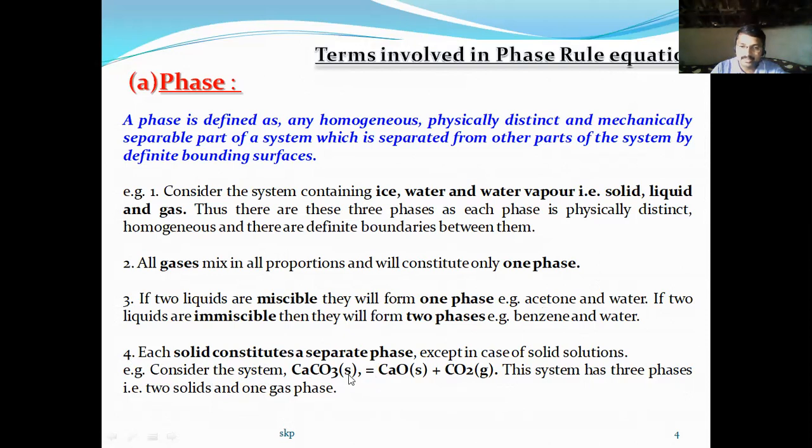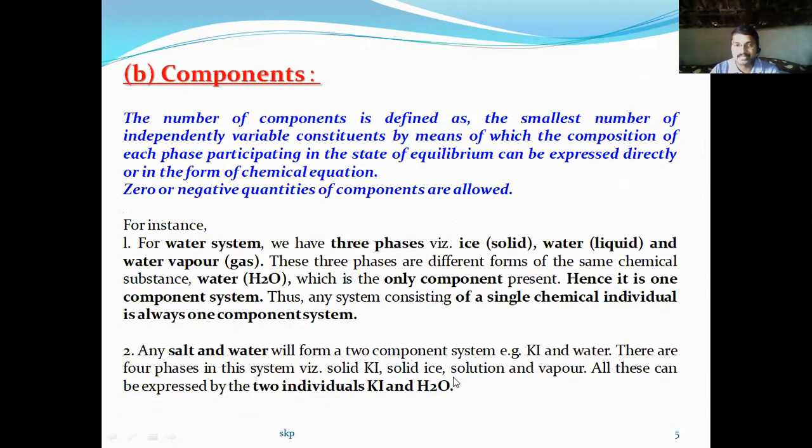Consider a system in which calcium carbonate is decomposed into calcium oxide and carbon dioxide, in which calcium carbonate is in the solid phase, calcium oxide is also in the solid phase, but carbon dioxide is in the gaseous phase. That means there are actually three phases, two solid and one gaseous.